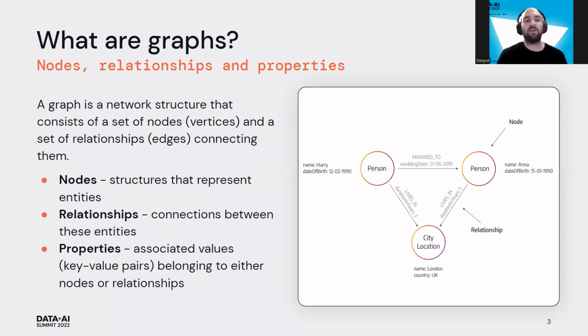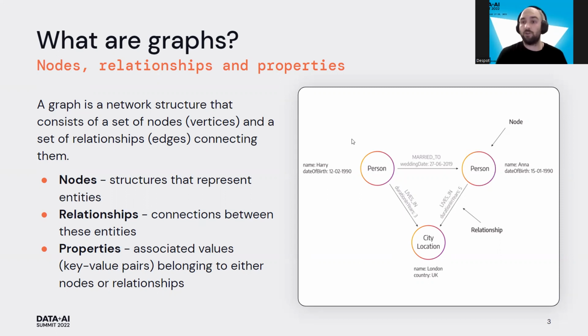So first, what are graphs? Graphs are network structures that consist of nodes and relationships. As you can see on the right picture, there are 3 nodes on this graph. 2 of them have the label person, and 1 of them has 2 labels, city and location. These 2 nodes represent people.